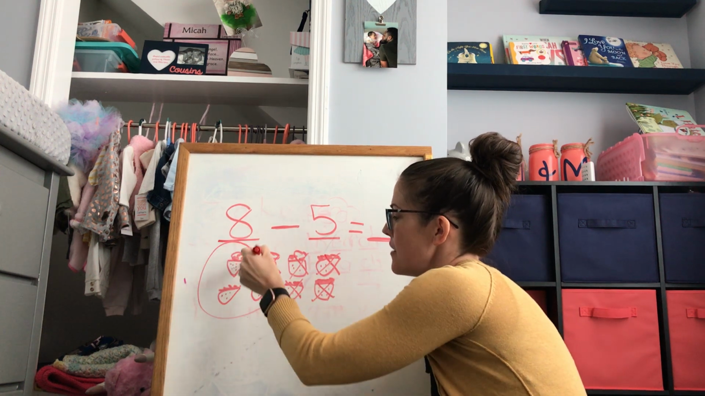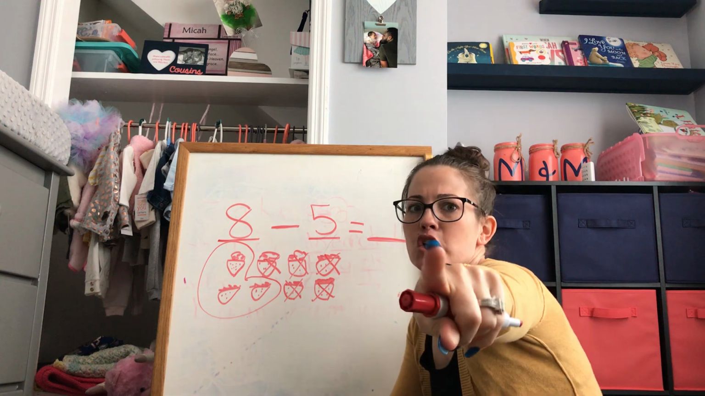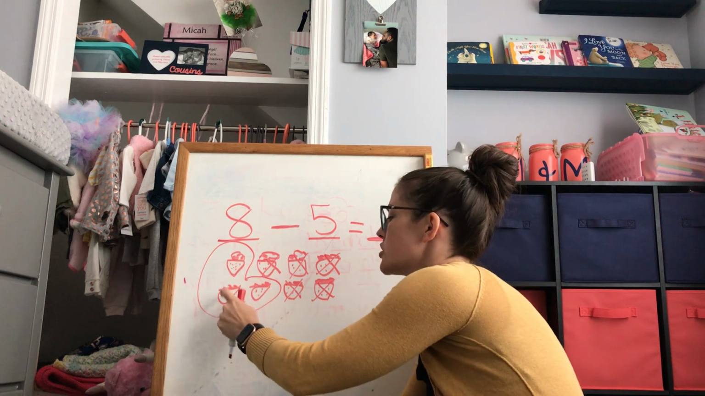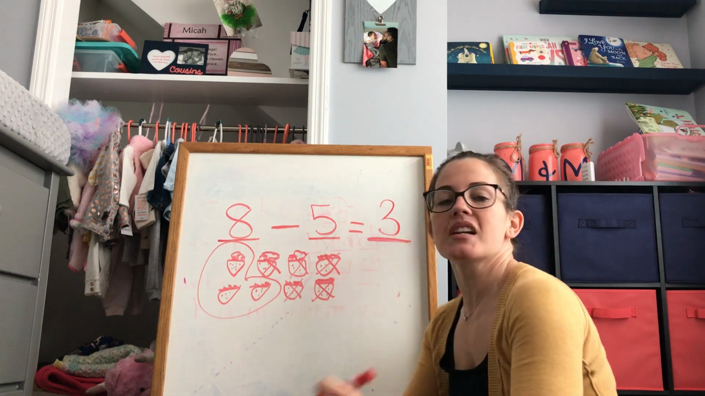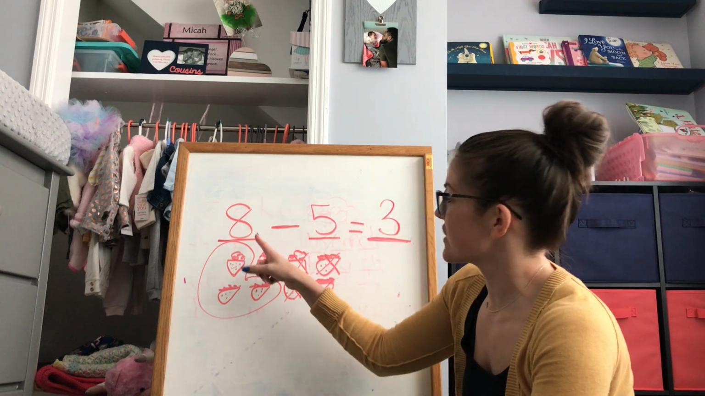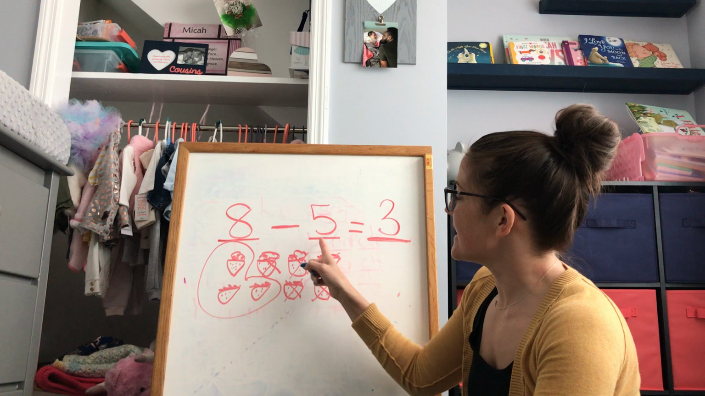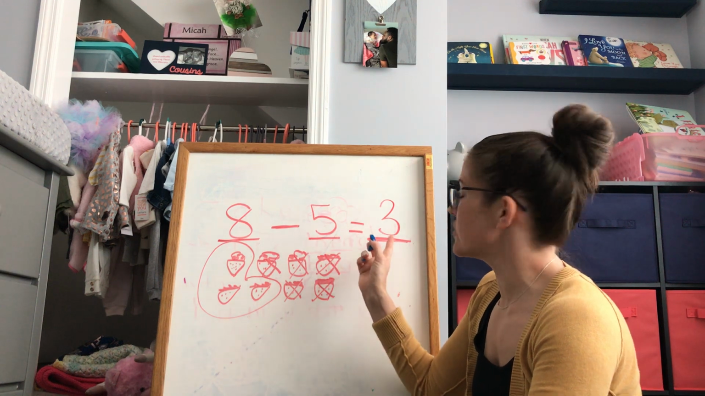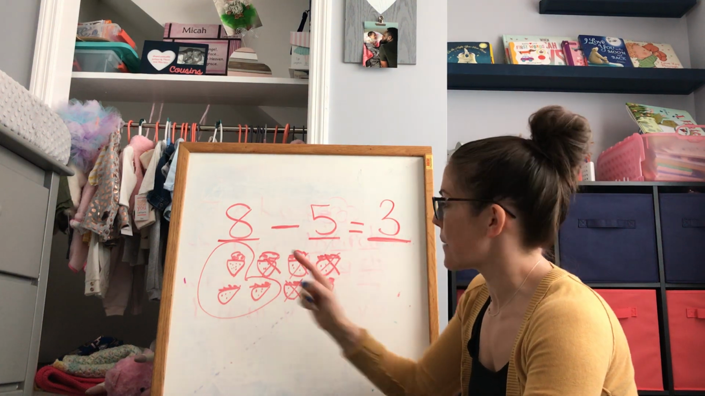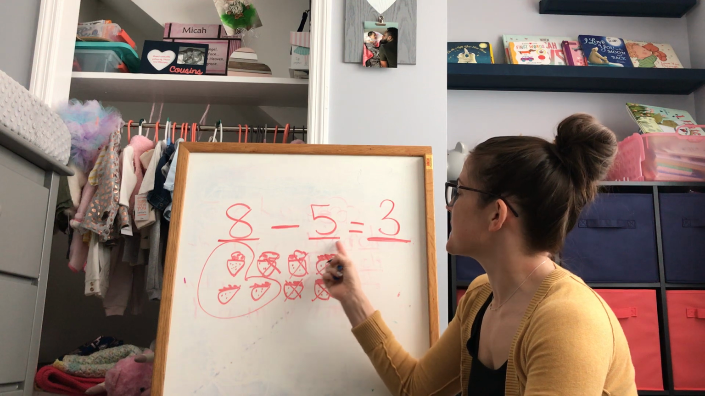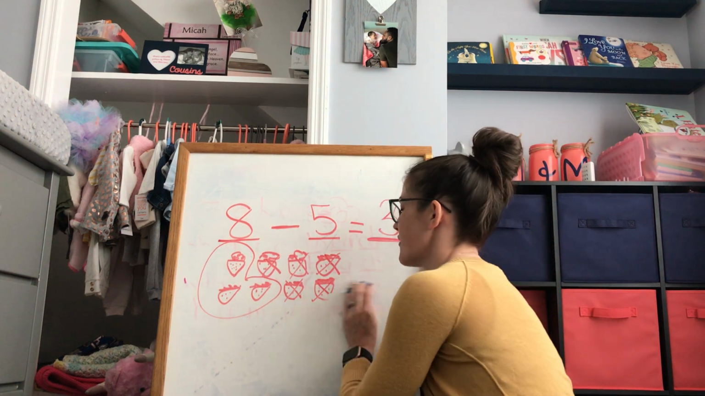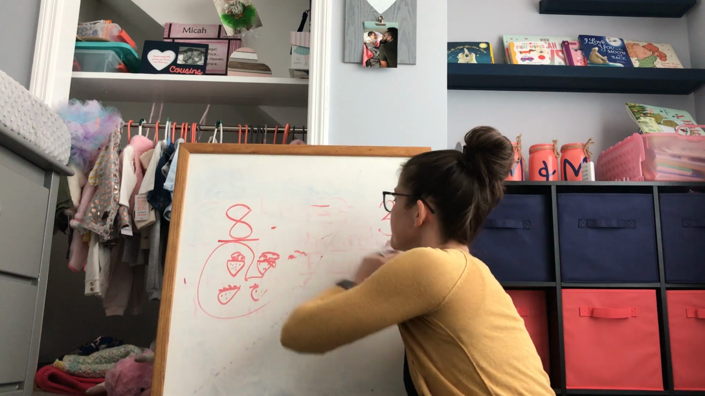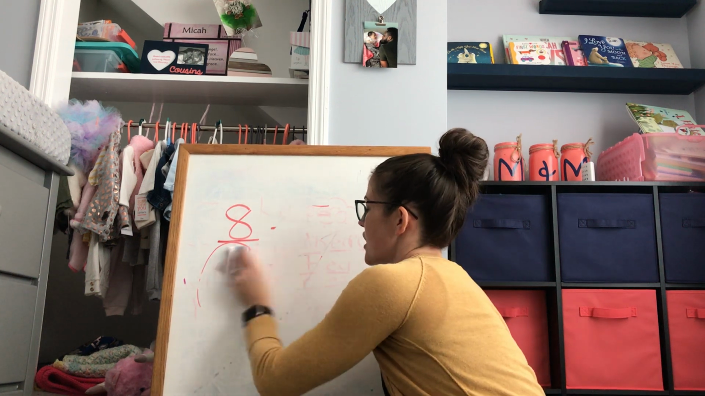I'm going to find out how many I have left by touch counting. 1, 2, 3. How many did he have left? He had 3 strawberries left. Let's read. 8 minus 5 equals 3. One more time. 8 minus 5 equals 3. Excellent job. Erase or make space on your paper. Here comes the next one.